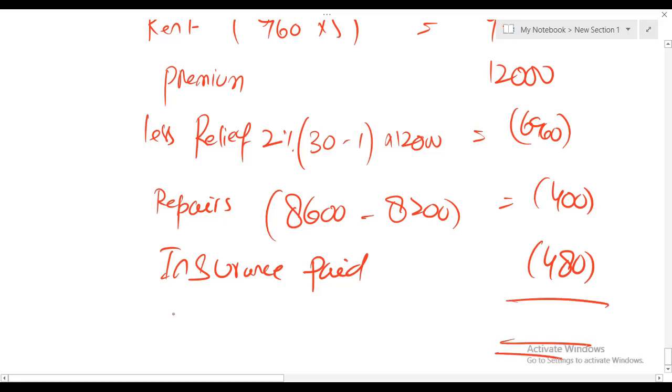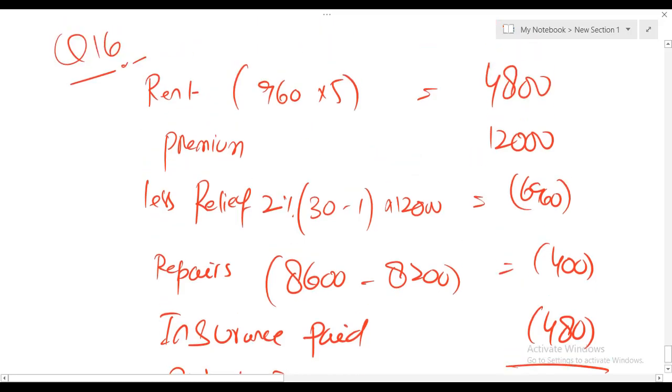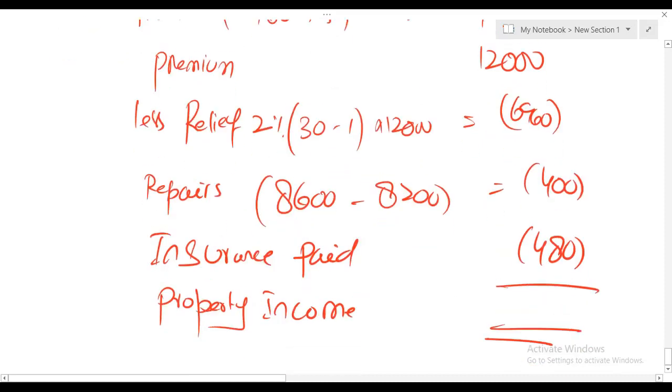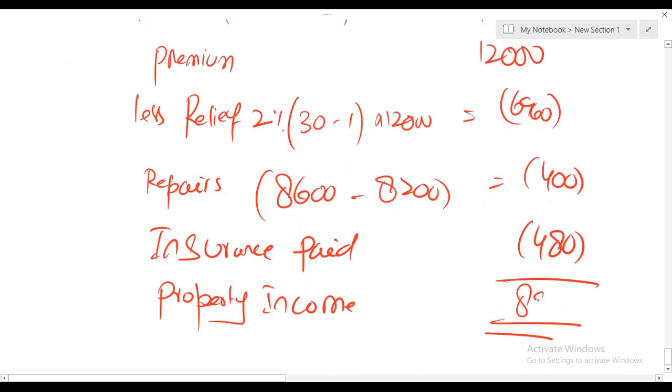So here comes the property income of Ronald. Let me use a calculator. 4,800 plus 12,000 minus 6,960 minus 400 minus 480. It gives me the result 8,960. That's it.